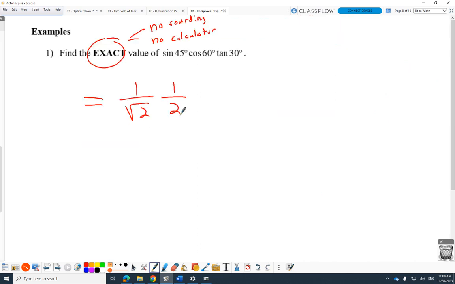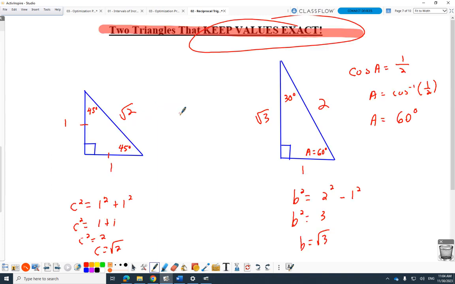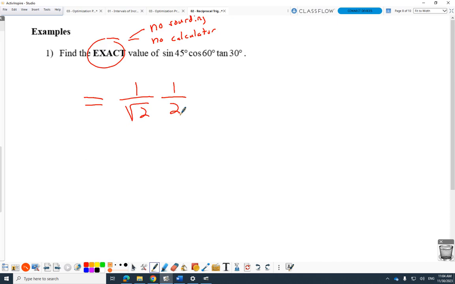And then tan of 30. Go over to my special triangle and I go, for 30, tan of 30 is opposite over adjacent, which is 1 over root 3. I'm not done, but the worst is over. It's exact. It's not decimals. I never had to touch my calculator once.